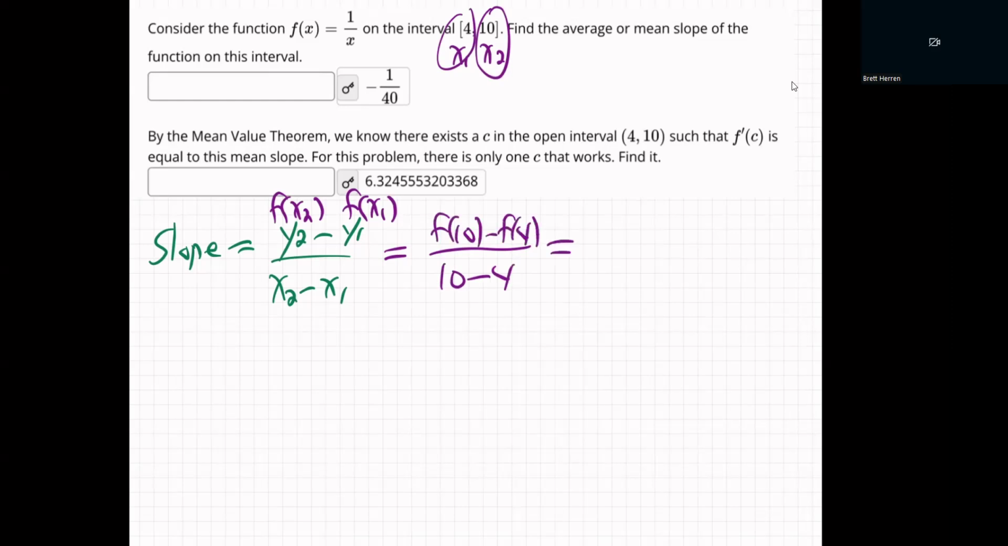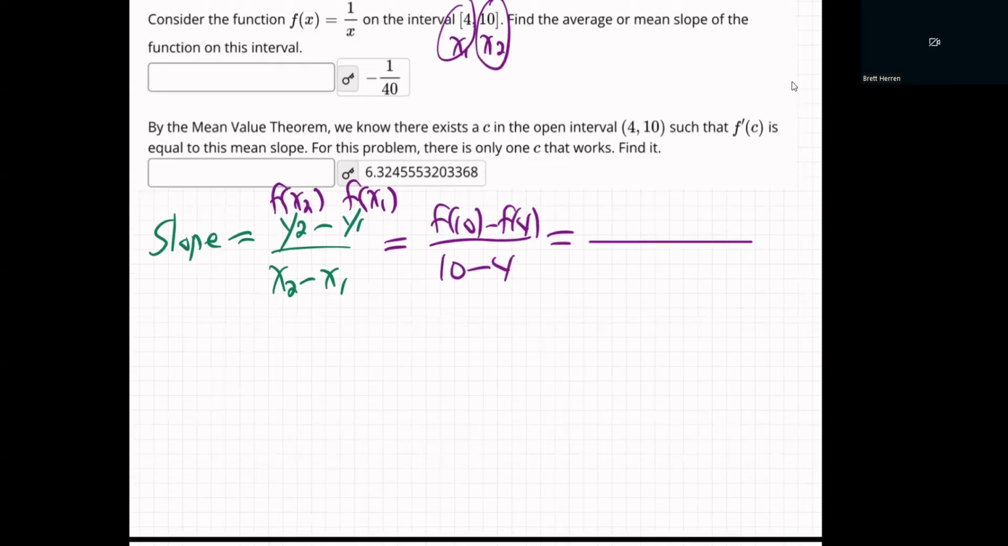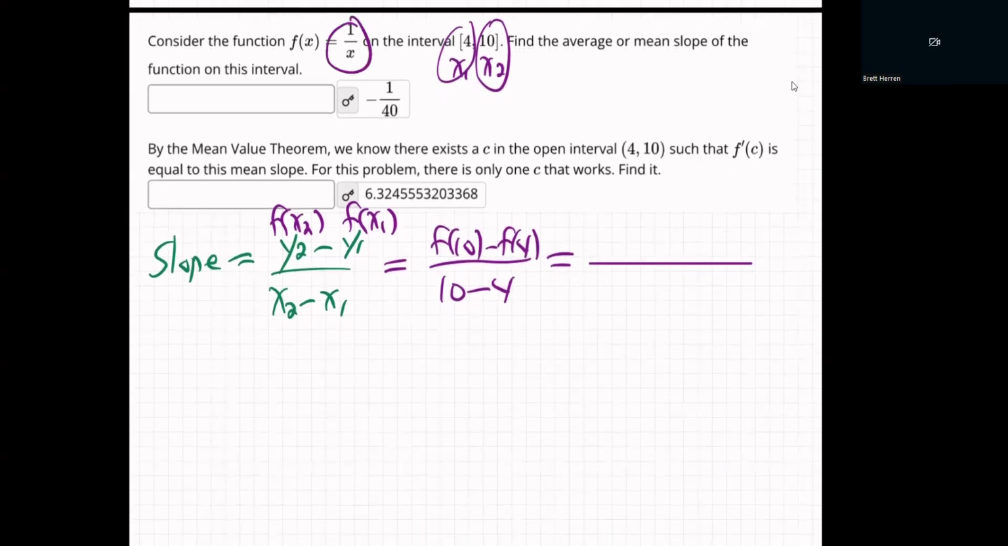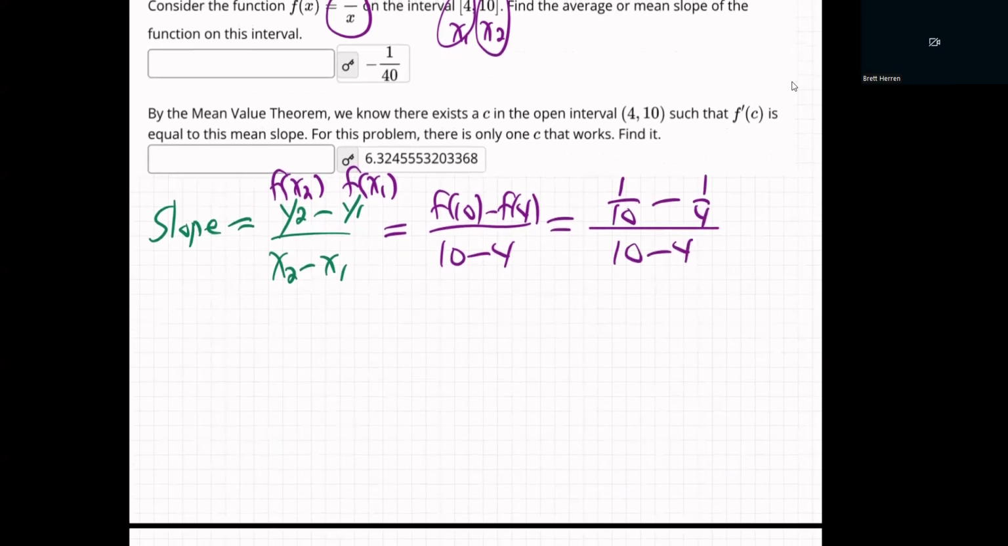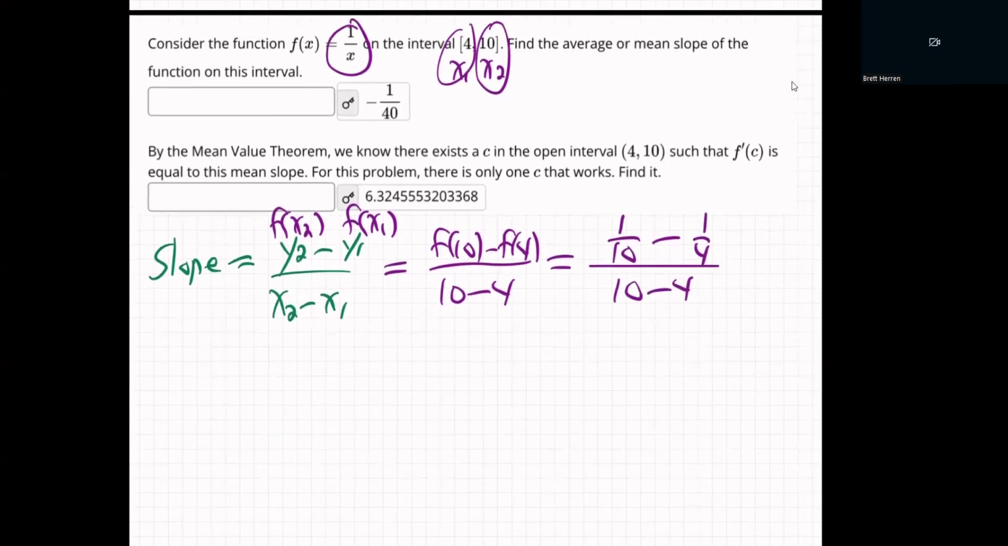Okay? So now let's figure out what those are. What is f of 10? Well, this is our function right here. So you put in 10, you get 1/10. Put in 4, you get 1/4. So there we go. Now, how do we clean that up?